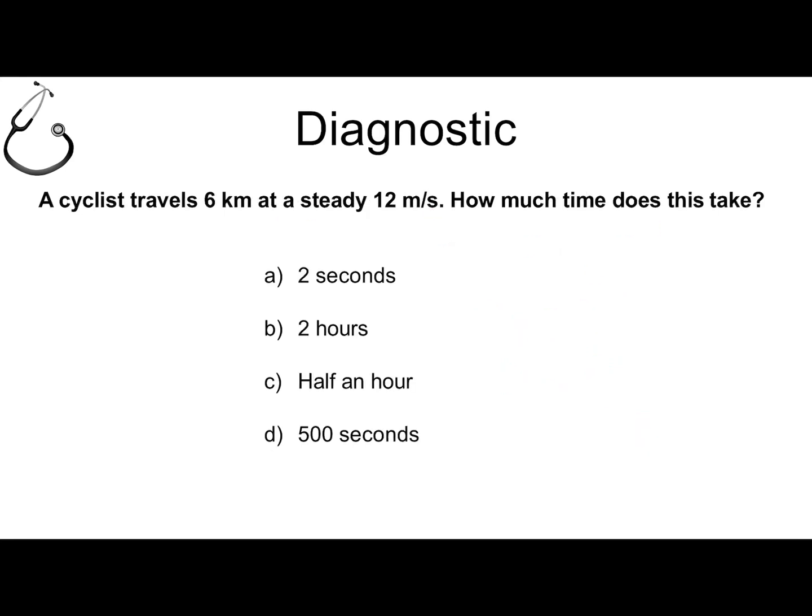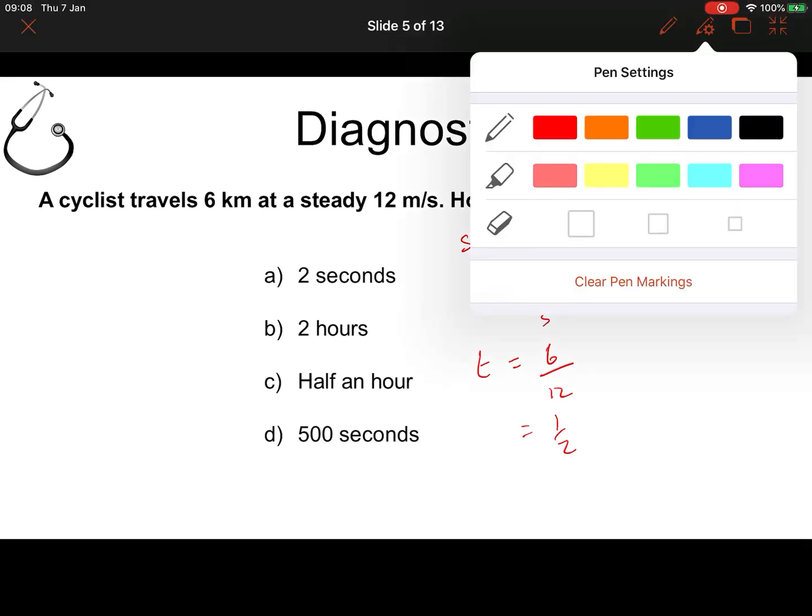Okay. What about this one? A cyclist travels 6 kilometres at a steady 12 metres per second. How much time does this take? So speed equals distance over time, so time equals distance over speed. Time is equal to distance of 6 divided by 12. So it seems to be a half. What does that mean? Half a second, half an hour? What are we talking here?